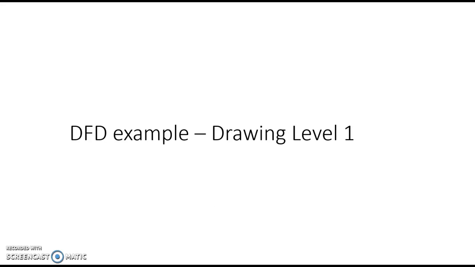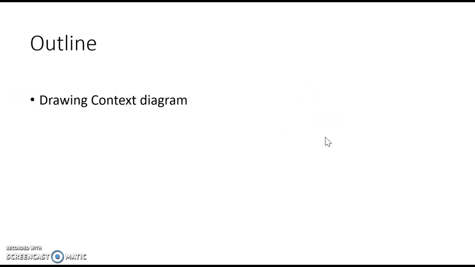What is this part about? Part 3 is about drawing level 1. In part 1, we drew a context diagram for a specific case study. With the same case study, we continued to draw level 0 in part 2. And in part 3, we're going to draw the level 1 diagram.